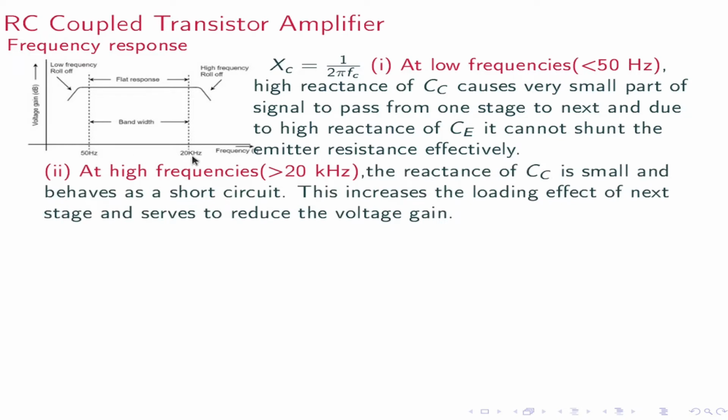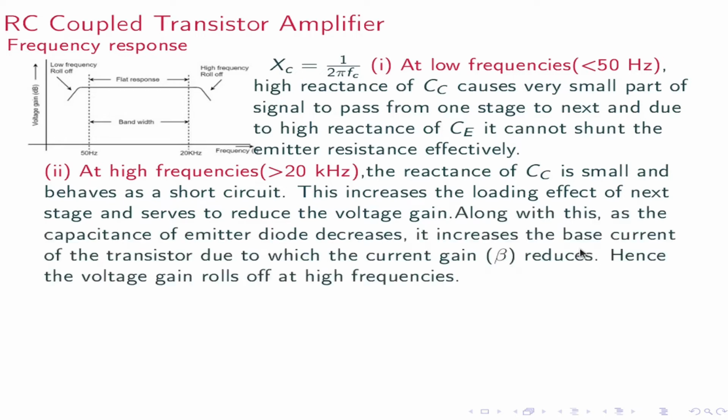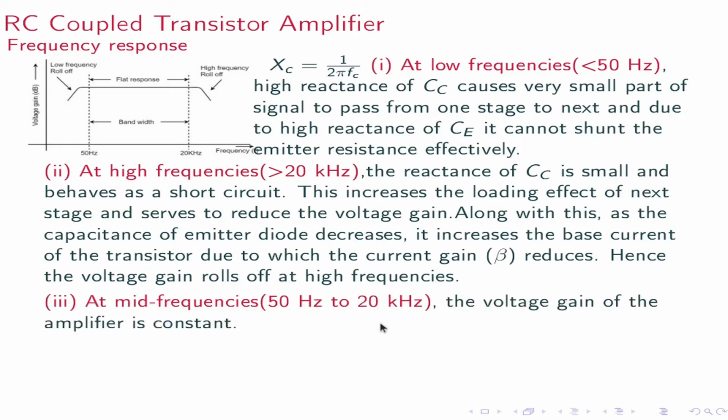At high frequency, greater than 20 kHz, the reactance of C_C is small and it behaves as a short circuit. This increases the loading effect of the next stage and serves to reduce the voltage gain. Along with this, as the capacitance of the emitter diode decreases, it increases the base current of the transistor, due to which the current gain reduces. Hence, the voltage gain rolls off at high frequencies. At mid frequencies, between 50 Hz and 20 kHz, the voltage gain of the amplifier is constant.